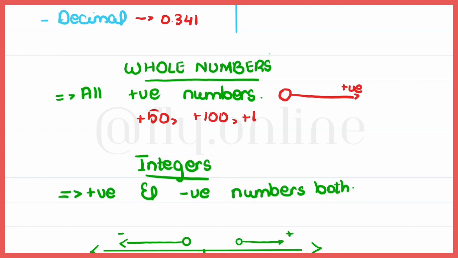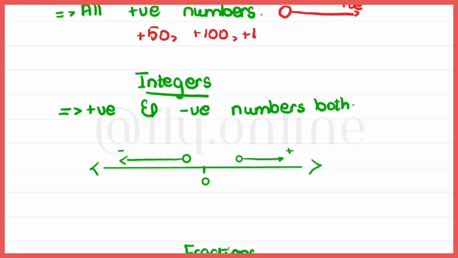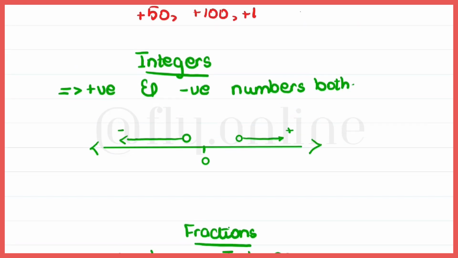Moving forward to our integers. Integers are numbers that lie on both of the sides. They can either be positive or negative, depending on what type of number we are going to use. So this can either be negative 1 or positive 1, negative 100 or positive 100, and many more.